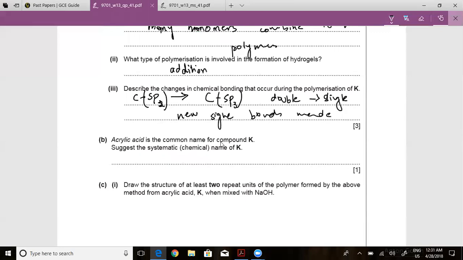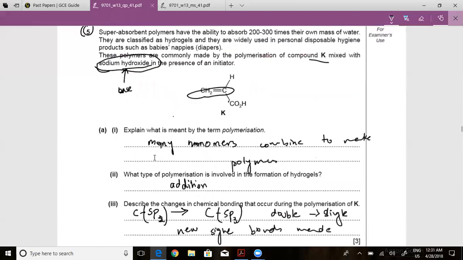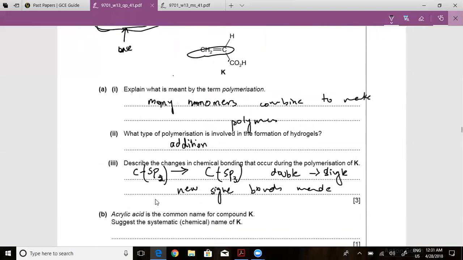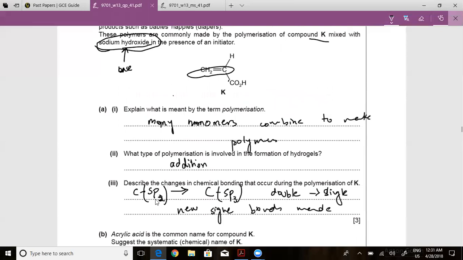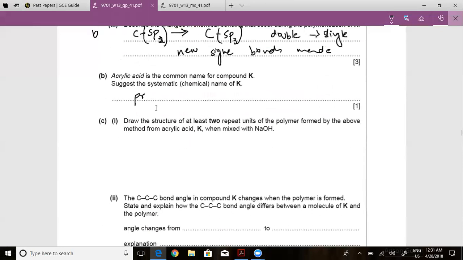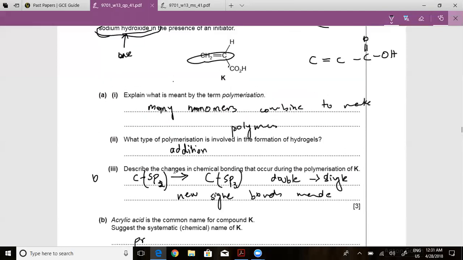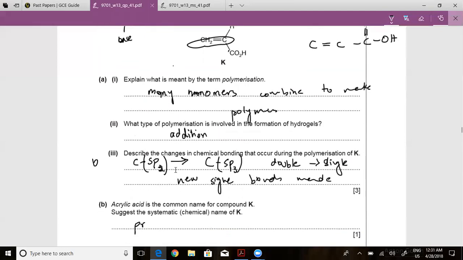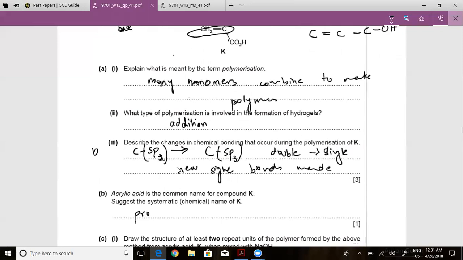Acrylic acid is the common name of compound K. Okay, just a systematic name. Okay, making the systematic name. So this has 3 carbons. So this is propenoic acid. Yeah, propene, but that needs numbering. So this is 2-propanoic acid. Well, the group is that one. Well, that's kind of obvious, but prop-1-ene.